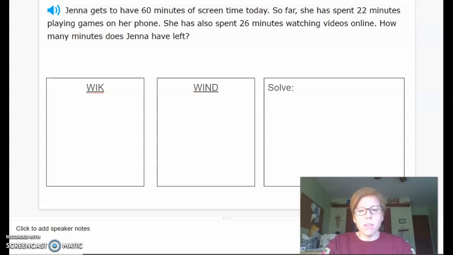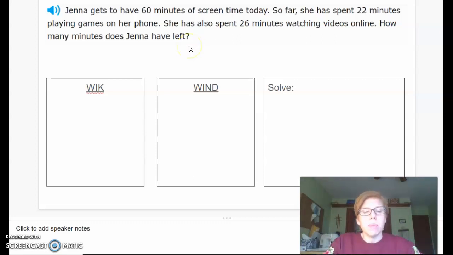Now, if you don't have a dry erase board and a marker in front of you, I want you to go get one now. And then I want you to split your board up into two sides. One side is your wick, one side is your wind. And we're going to talk about how we can solve this word problem. So go get your board now.